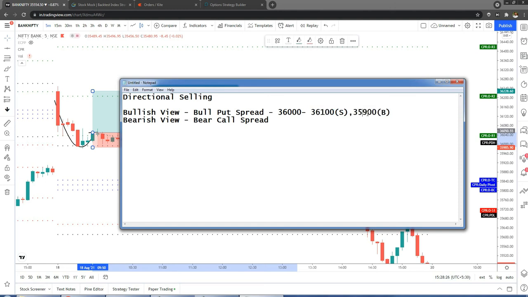But the reason for less loss is the buy strike price which we bought will have very little premium, whereas the sold strike has more premium. So when decay happens, this will give you more profit than this. So the net loss would be just 266.